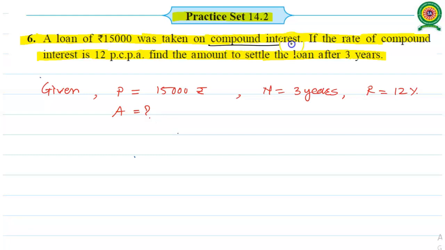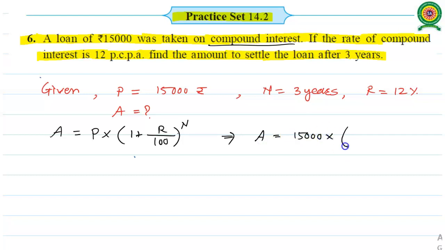Since it is compounded annually, we have to use the formula for compound interest. To evaluate the amount at the end of the 3 years, we have amount equals principal into 1 plus rate of interest divided by 100, whole to the power duration, that is N. Now let's replace by their values. We have the amount at the end of 3 years, A equals principal value 15,000 into 1 plus rate of interest 12 divided by 100, whole to the power duration, 3 years.